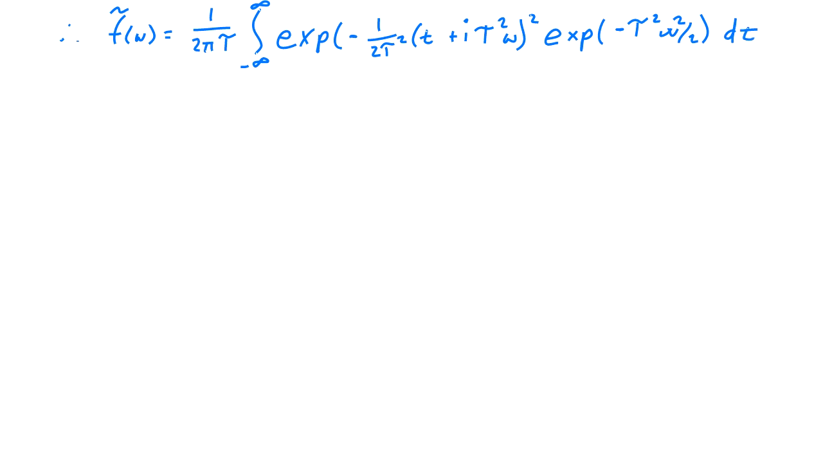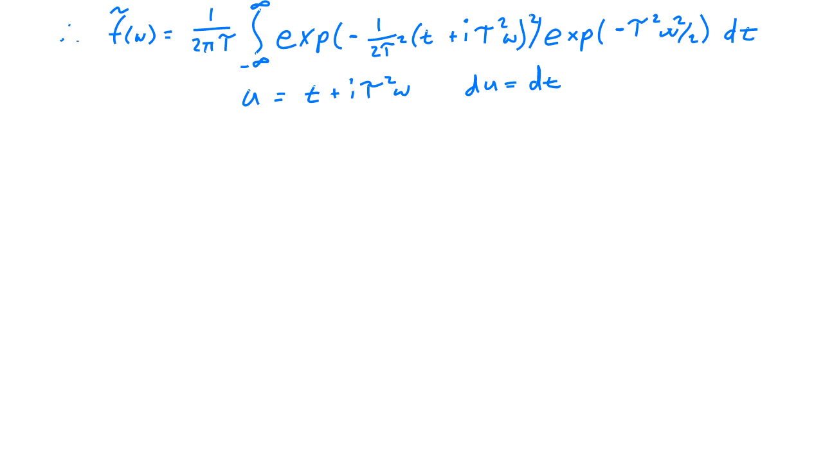Okay, so this last term I could easily pull out of the integral. And when I do, I'm just integrating this term involving the exponential involving this stuff with the t squared. So what I want to do is make a change of variables. I'm going to create a new variable u, where u is going to be t plus i tau squared omega. And du, conveniently, is just going to be dt.